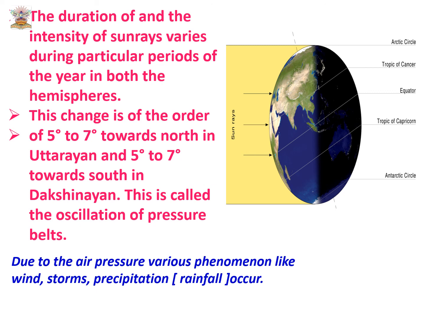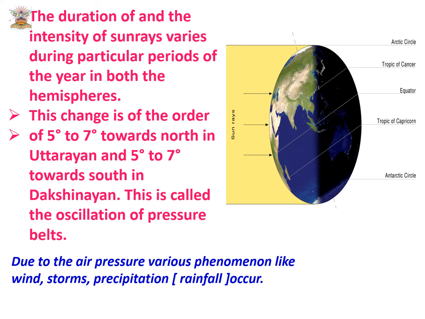And this change is of the order of 5 degrees to 7 degrees towards north in Uttarayan and 5 degrees to 7 degrees towards south in Dakshinayan. Now what is Uttarayan? Uttarayan, children, we have Makar Sankranti, and Uttar is north. That means the sun is moving towards north. From south it is going north in Uttarayan, and it is going from north to south in Dakshinayan. Yes, so this is called the oscillation of the pressure belts.